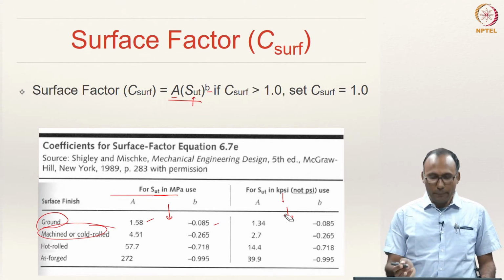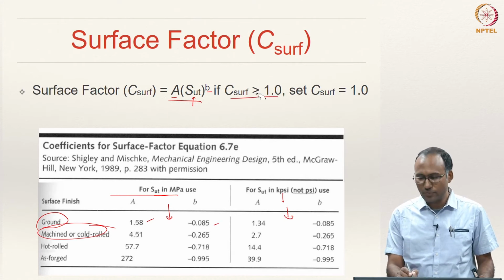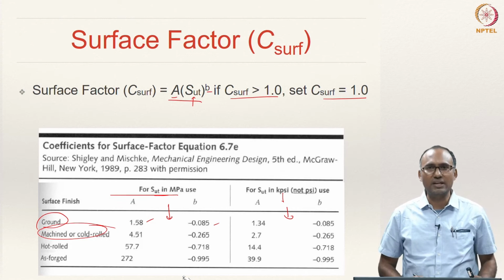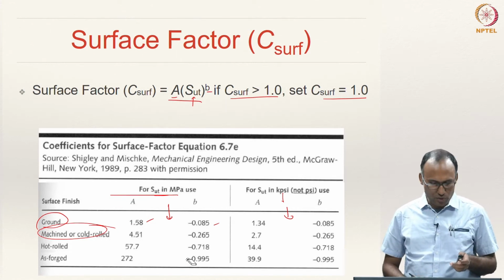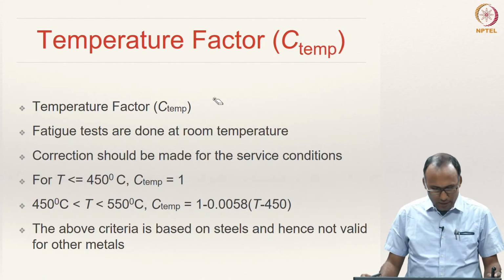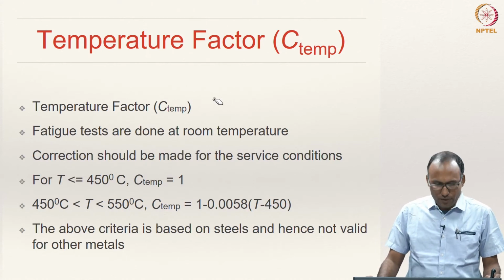If by doing such a calculation you get C surf greater than 1, then you have to use C surf to be 1 only. You should not increase your endurance strength. Only if it is less than that, you will take C surf equal to whatever is obtained from this calculation. All right. And now the next factor is the temperature factor.